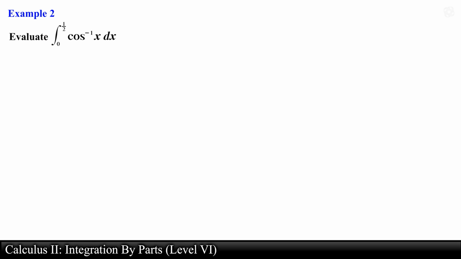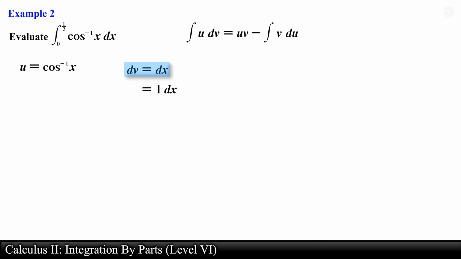In this problem, notice that we have only one function, the arc cosine of x, also known as inverse cosine of x. At this point, we have no idea how to find the integral of inverse cosine, but we do know how to take its derivative. So we are actually going to use integration by parts. We start by letting u equal to inverse cosine of x, and let dv equal to dx. Remember, you can think of dv as 1 times dx.